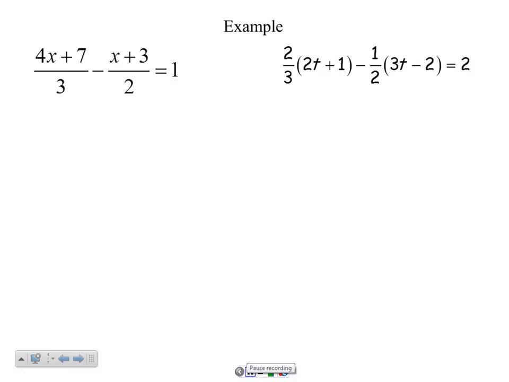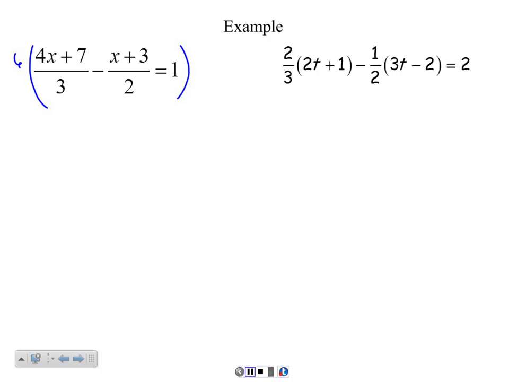Alright, and the problem on the left, it's the same thing. You just need to understand that that 1 is a fraction. You can put it over 1 if you need to, but the LCD, because we do have fractions here and we need to get rid of them, the LCD between 3, 2, and 1 is going to be the smallest number that all three of those will go into, so I'm going to say 6.